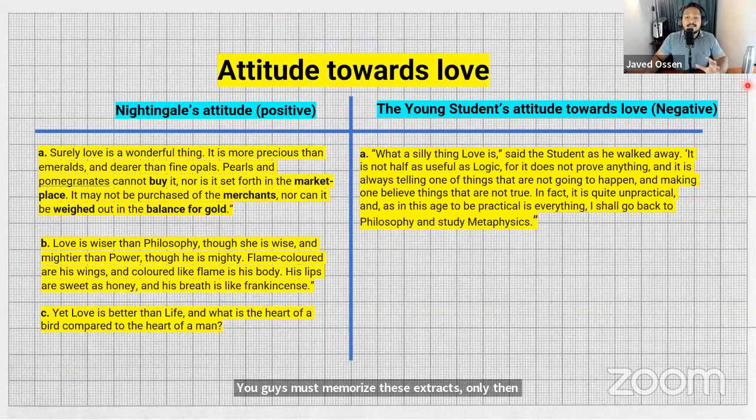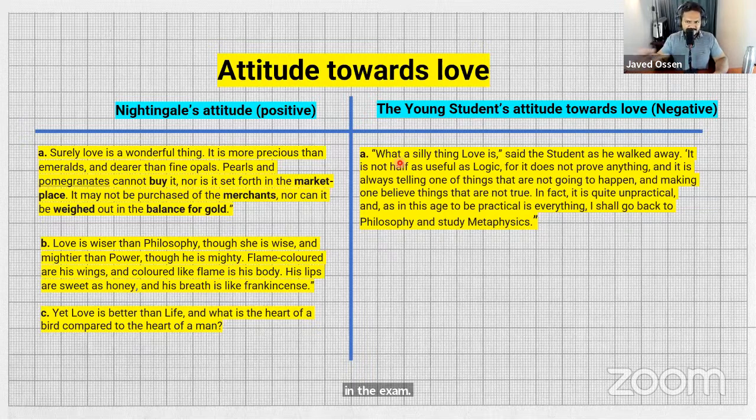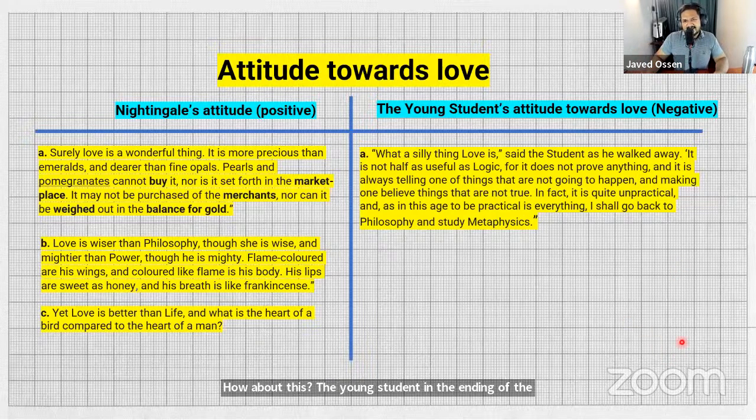Only then can you write an analysis for The Nightingale and the Rose in the exam. How about this? The young student in the ending of the prose has a negative attitude towards love. Hope you understand that, okay?